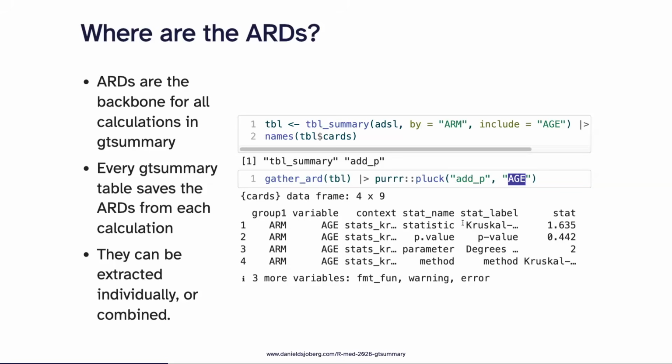So we were presenting the Kruskal-Wallis test for this particular table, and we were only presenting the p-value, but the ARD actually has everything else you may need to know about it. So it has the test statistic, it has the degrees of freedom, and it has a text description of what that test is.